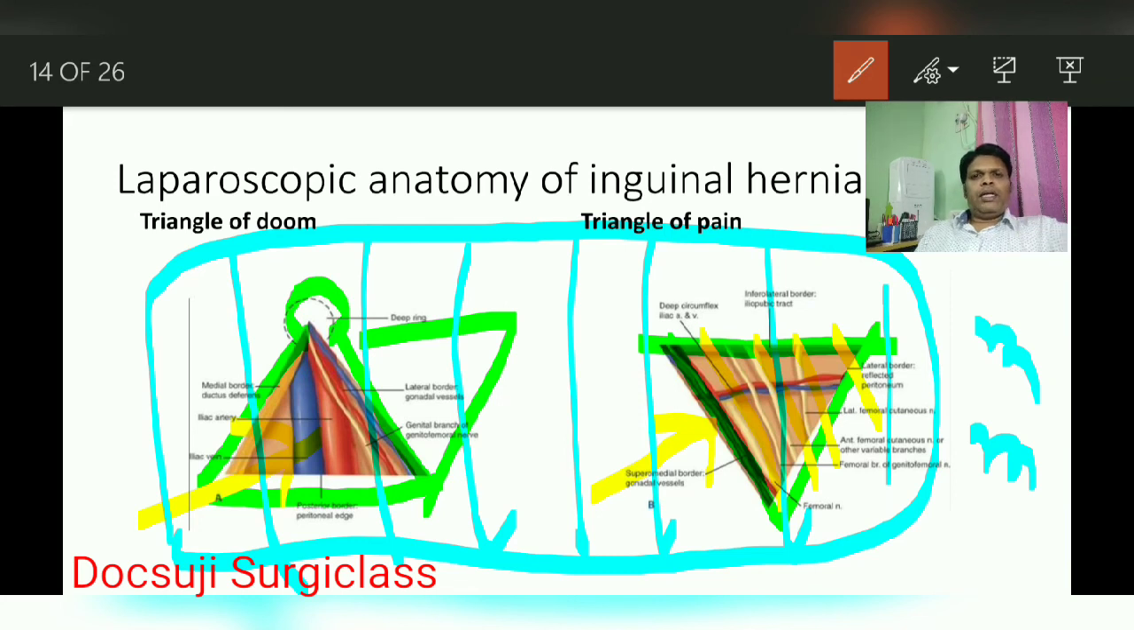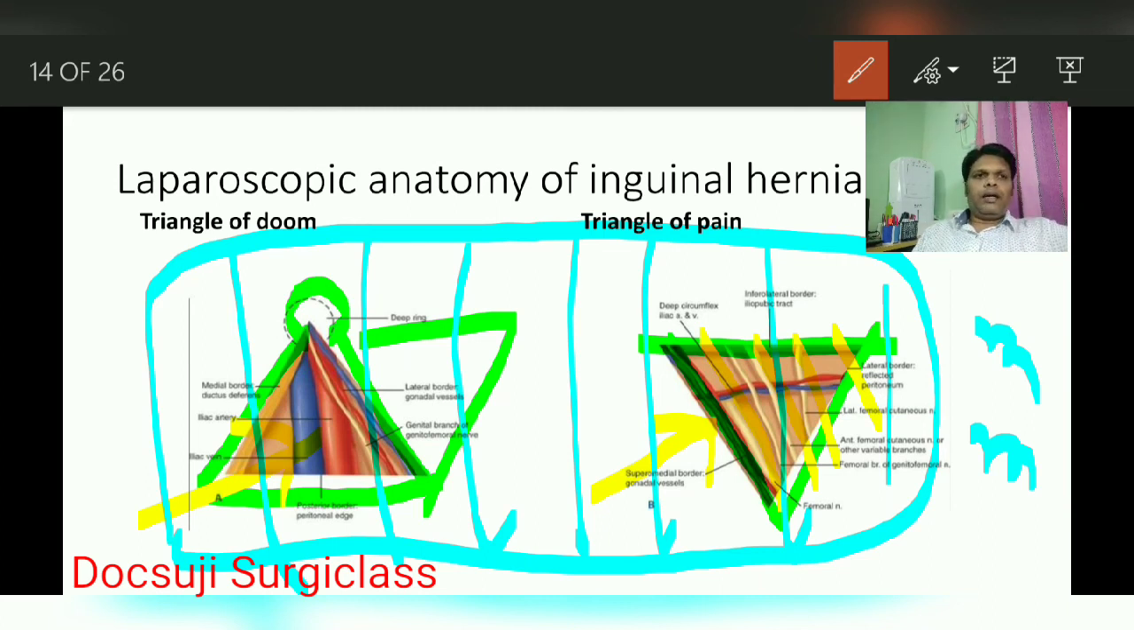So this metallic coil can cause an injury. Suppose you fire the metallic tacker into the triangle of doom, what will happen? There will be injury to the external iliac vessels. Obviously there will be torrential bleeding. Sometimes you may lose the patient also. So that's why it's called the triangle of doom. You should not fire any tacker in the triangle of doom.